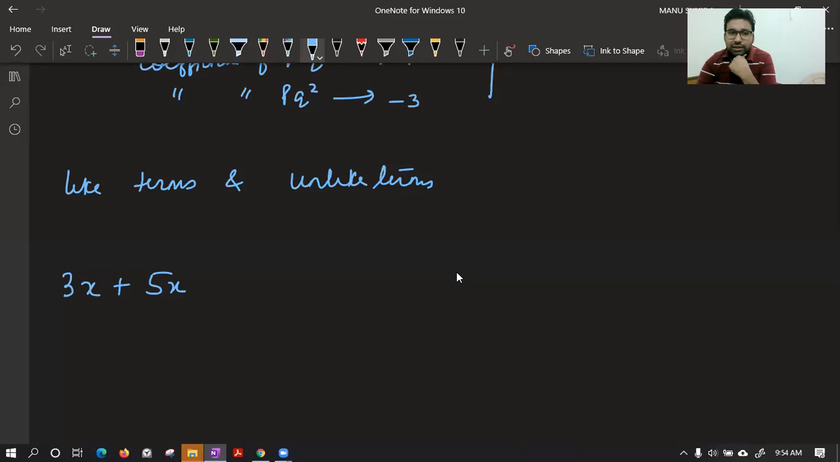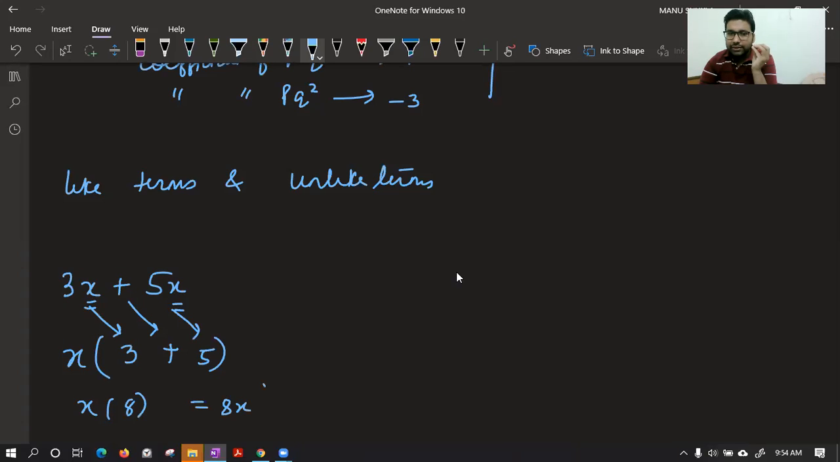Try to see x and x. To see whether they are like or not, you have to compare the variables. As x is the same, we can take x as common. Class, tell me, if I take x as common, what will be left inside? In the first place, we will write 3. Then there is a plus sign. Then there is a 5 inside. And we have got the answer as 8x.